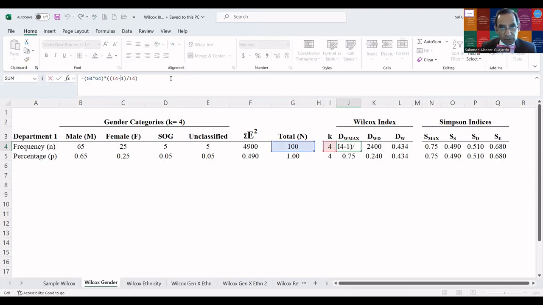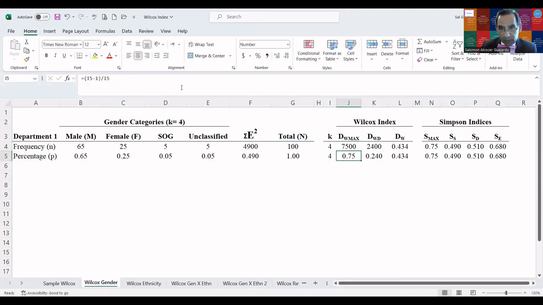Here's the formula. It's going to be the total number of individuals squared, so that's big N squared. In this case, it's going to be 100 times 100, times the number of groups or categories minus 1 divided by the number of groups. In this case, that's I4 minus 1 divided by I4. So that gives me a maximum score of 7,500. If I use the percentages, that gives me 0.75.